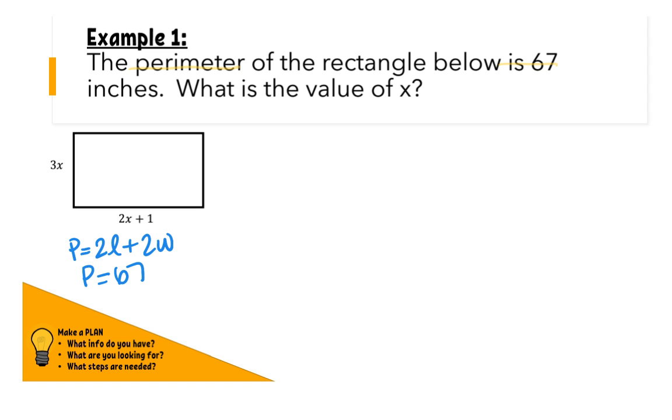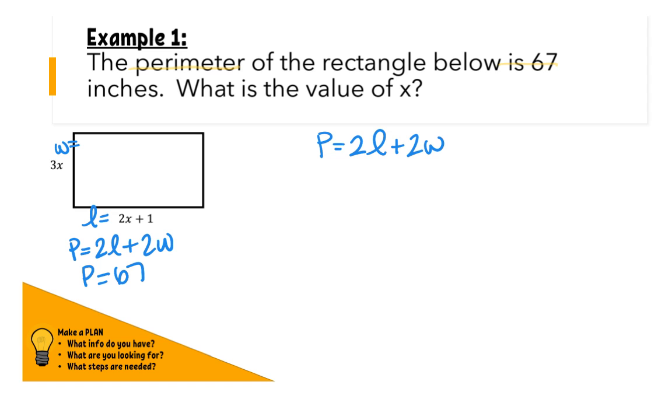To make this a little bit easier, I like to actually go in and annotate on my shape. So I'm going to do L is equal to 2x plus 1, and W is equal to my 3x. Now I have enough information to get this problem started. Always start with your formula.